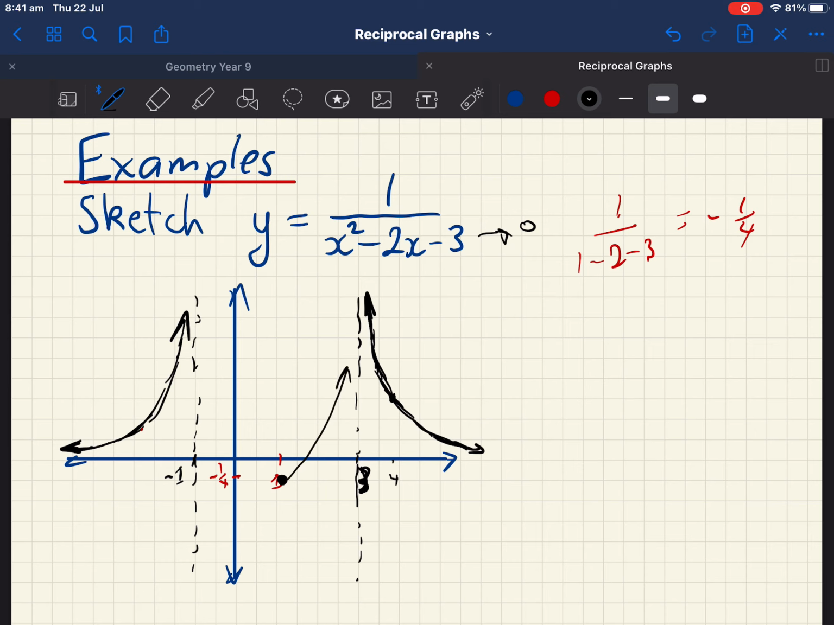And how do we determine whether it's that option or the other? Ultimately, the easiest way for us to do it at this point is just to sub in a value. Like let x equal 2, sub that in, work out whether you're going up or down.